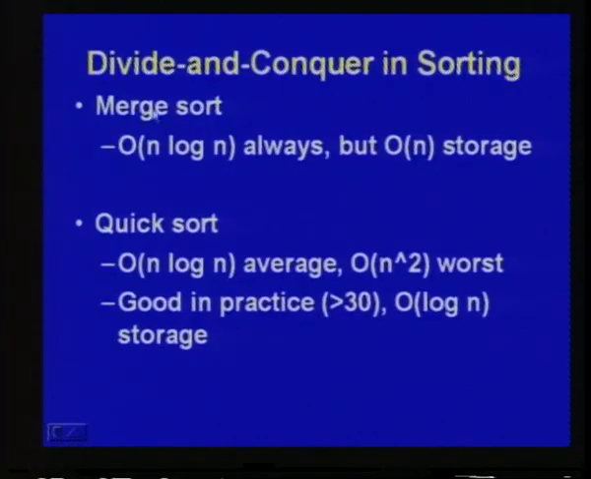So, let us take merge sort. If you remember, the time complexity of merge sort is of the order of n log n always, but it requires of the order of n storage. Quick sort again is of the order of n log n on average, and it is of the order of n to the power of 2 in the worst case, but in practice it is good if n is greater than 30, and it requires approximately of the order of log n for storage purposes. So, in that case quick sort is better.